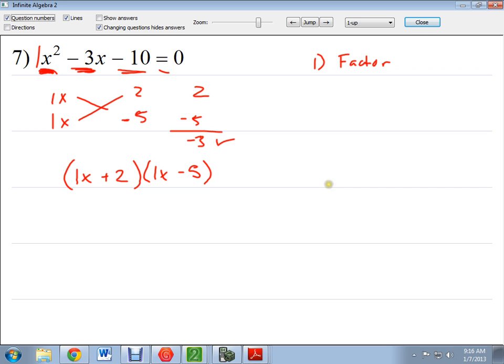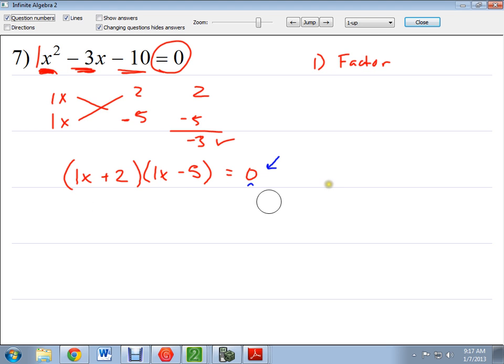But there's still the matter of this equals 0 out at the end. And that is the key to solving an equation using factoring. Because we now have two things that are being multiplied by each other. And remember, in order to multiply to get this 0, that means one or both of these two sets of parentheses has to be worth 0. So either 1x plus 2 is 0, because 0 times whatever this guy is must be 0. Or the 1x minus 5 has to be 0.